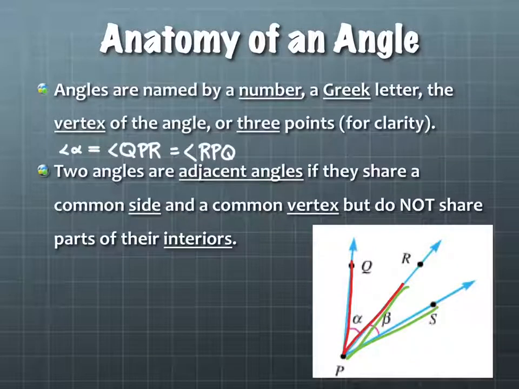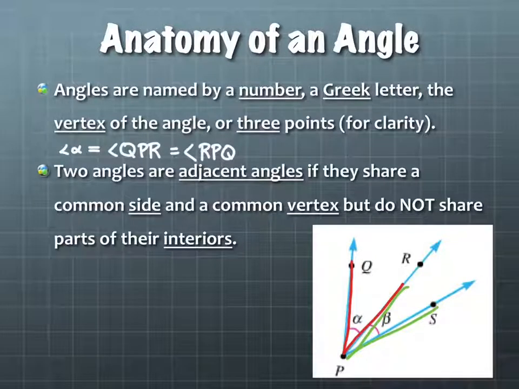They're adjacent because they satisfy all these conditions. They share a mutual side, right? The side that they share is ray PQ. They share the endpoint, the vertex, right? P. And they don't overlap each other.